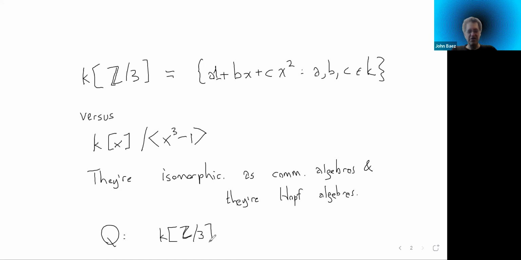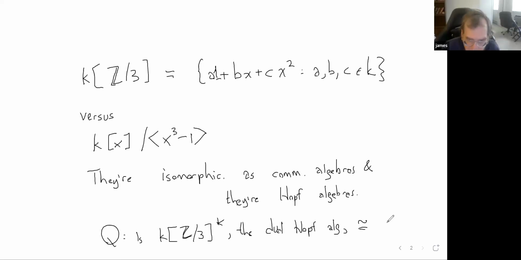It's the same question we've been talking about before, but there's this dual Hopf algebra, and you're asking: is that dual Hopf algebra isomorphic to this one? If I understand correctly, that is false. In other words, these two things are isomorphic as Hopf algebras, but they're not isomorphic to each other's duals, and neither is.